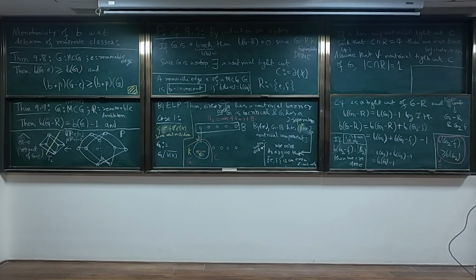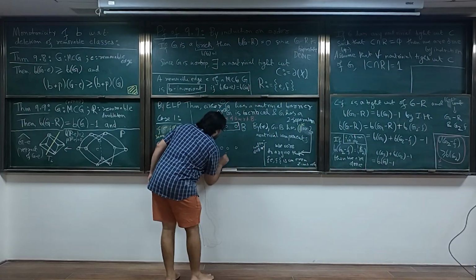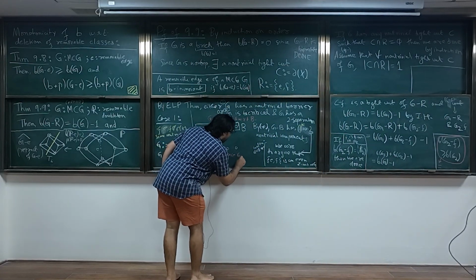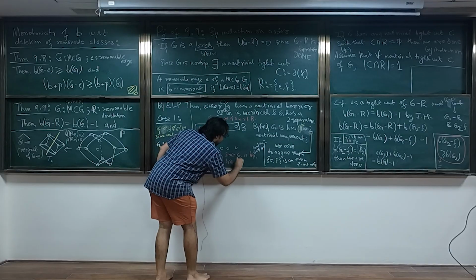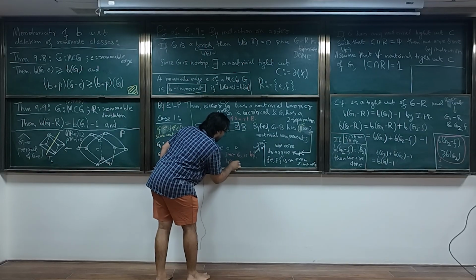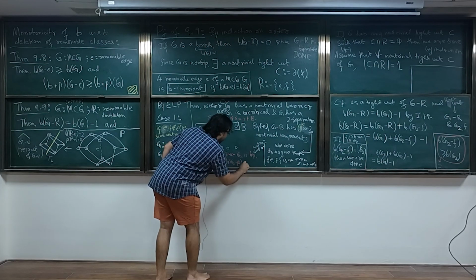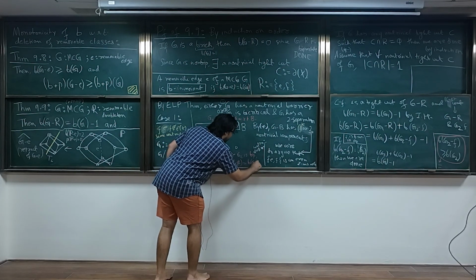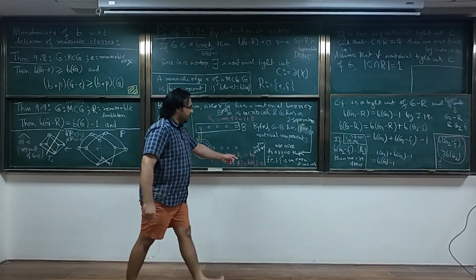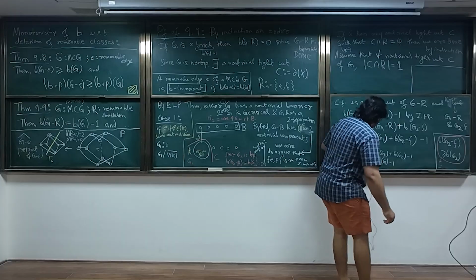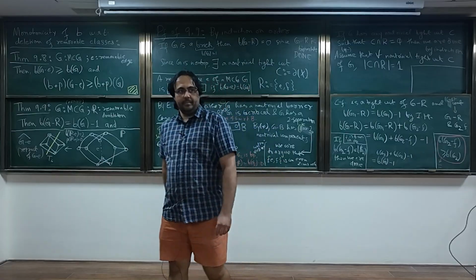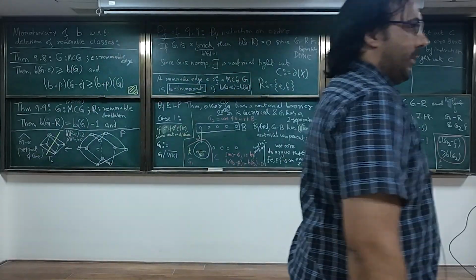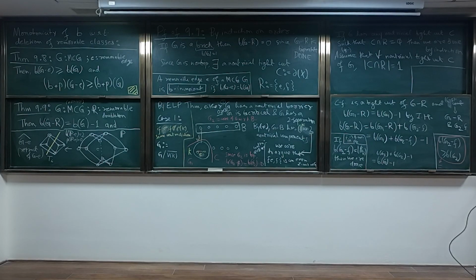Since G2 is bipartite, B of G2 minus F is equal to B of G2, which is equal to 0, and then the whole proof goes through. Questions, concerns, everybody's happy with this so far? So we are done in the case where the graph has a non-trivial barrier.